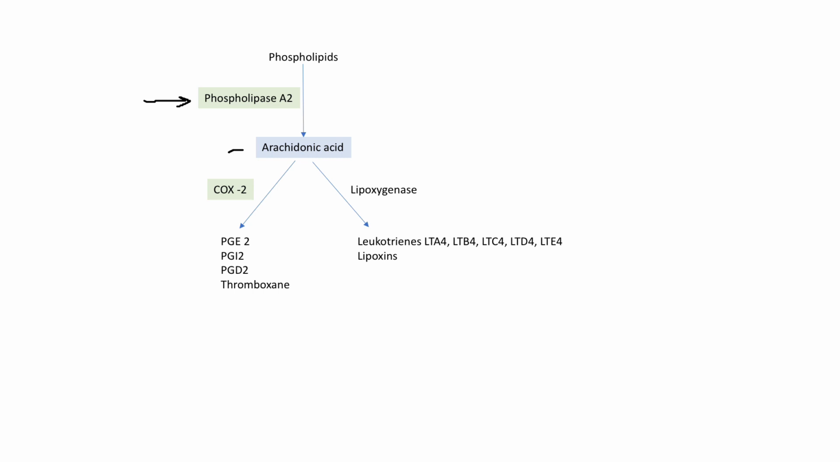Arachidonic acid is then metabolized by two pathways. In the first pathway, the cyclooxygenase enzyme or COX-2 enzyme results in production of prostaglandins. And in the second pathway, the lipoxygenase enzyme results in production of leukotrienes and lipoxins. Prostaglandins and leukotrienes then result in vasodilation and increased vascular permeability. And vasodilation and increased vascular permeability result in redness and swelling at the site of inflammation.